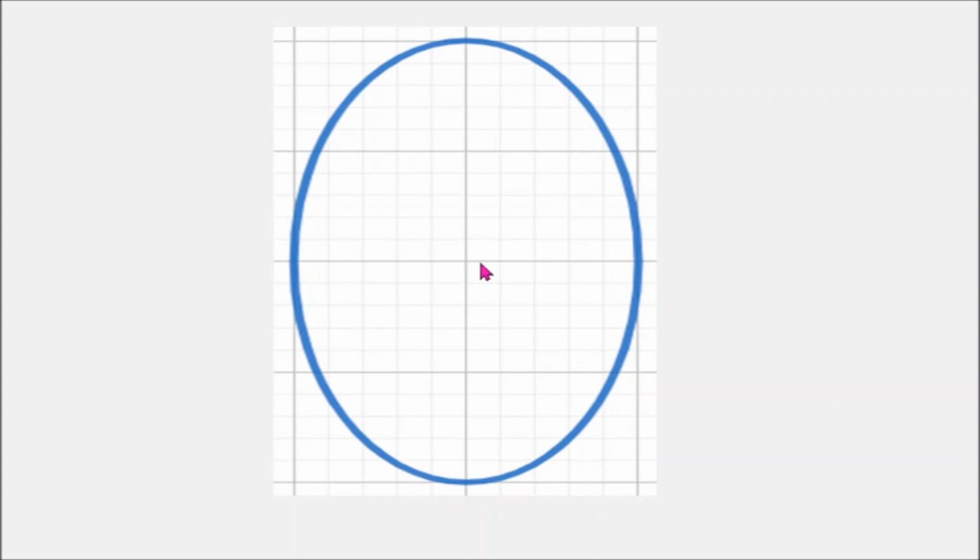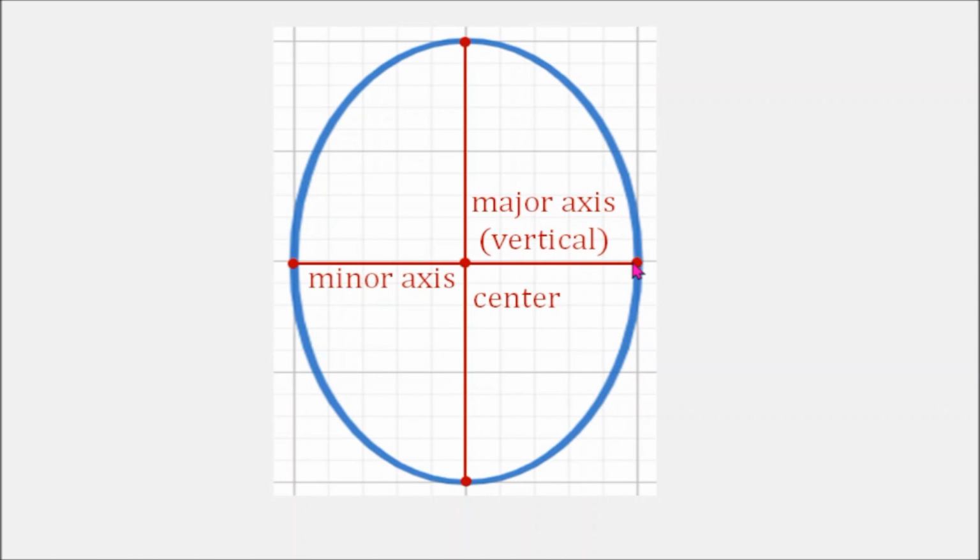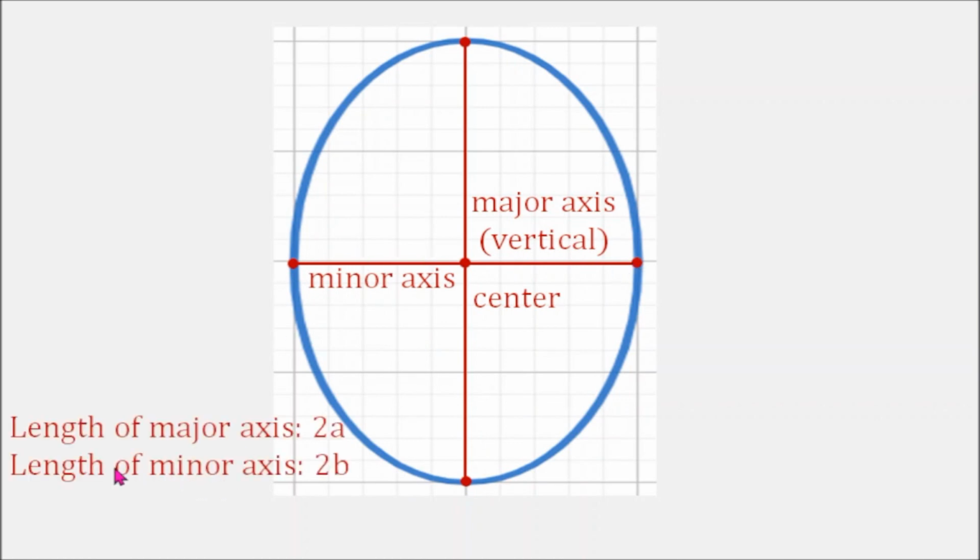The parts of the ellipse, we have here the center, and this is called the major axis. This is called the minor axis, and the length of major axis is always 2 times A, while the length of minor axis is always 2 times B. The endpoints of the major axis are called the vertices. So we have here vertex 1 and vertex 2, while the endpoints of the minor axis are the co-vertices. So we have here co-vertex 1 and co-vertex 2.